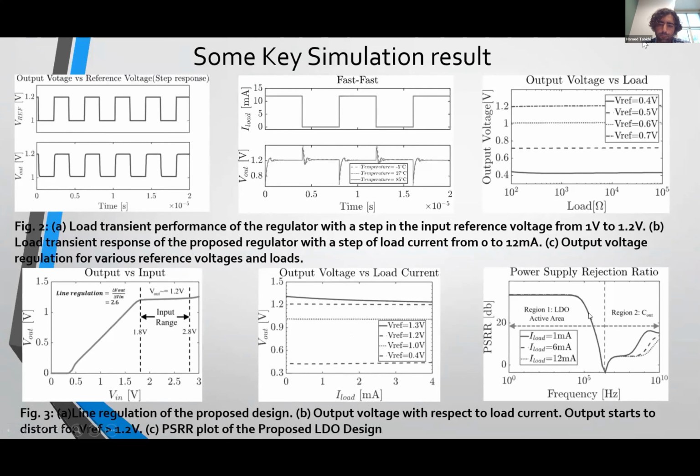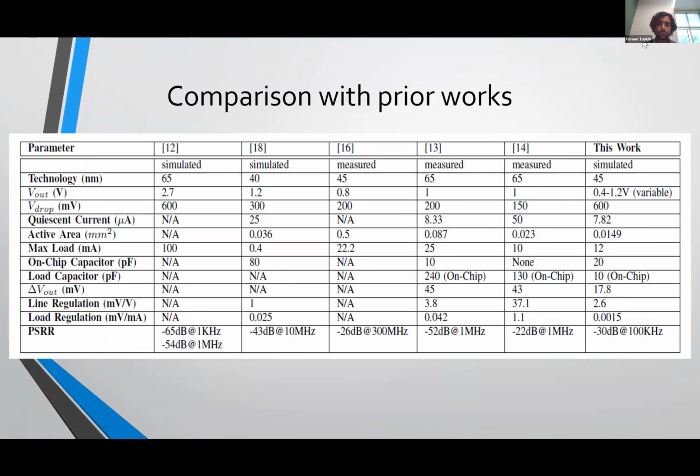And if you see, there are two regions here. One is covered by the LDO active area, and the second region comes from the Cout, the output capacitor. This is the comparison with the prior work.